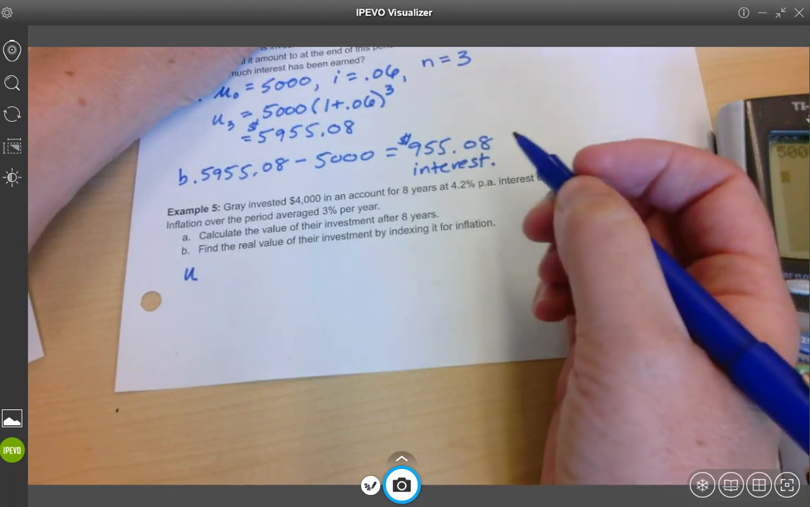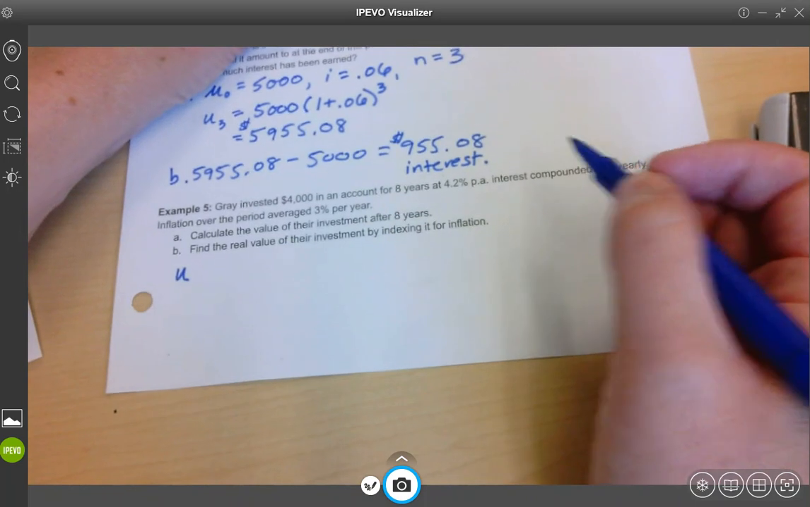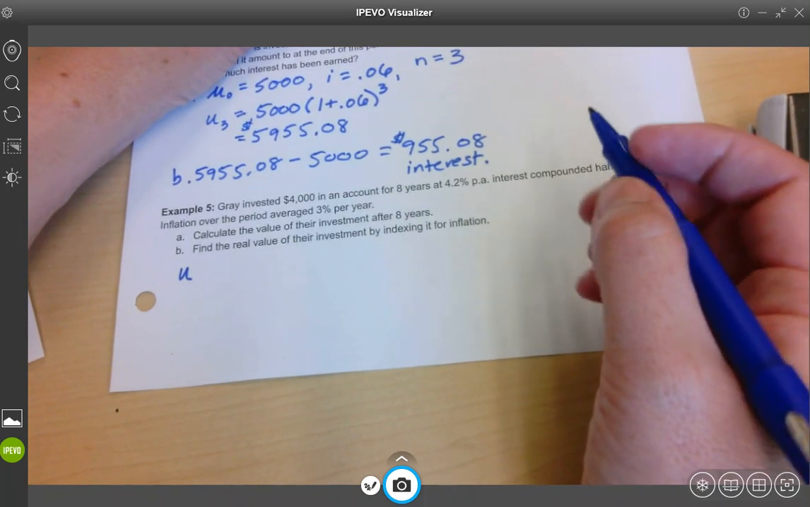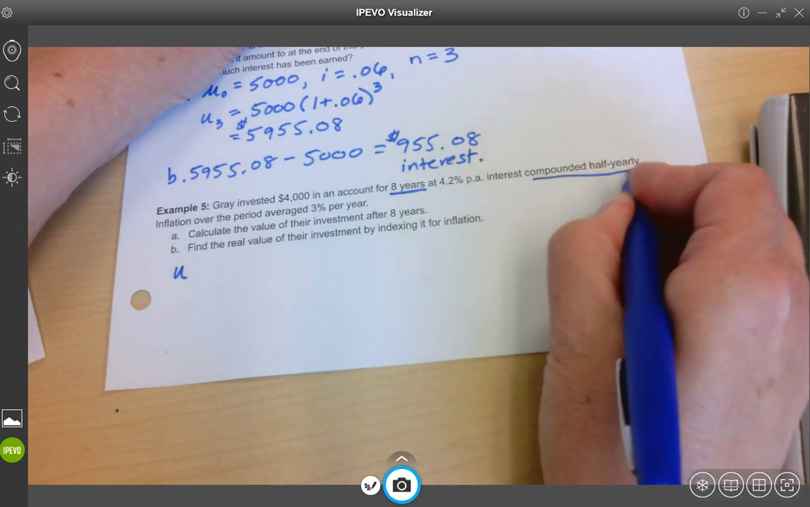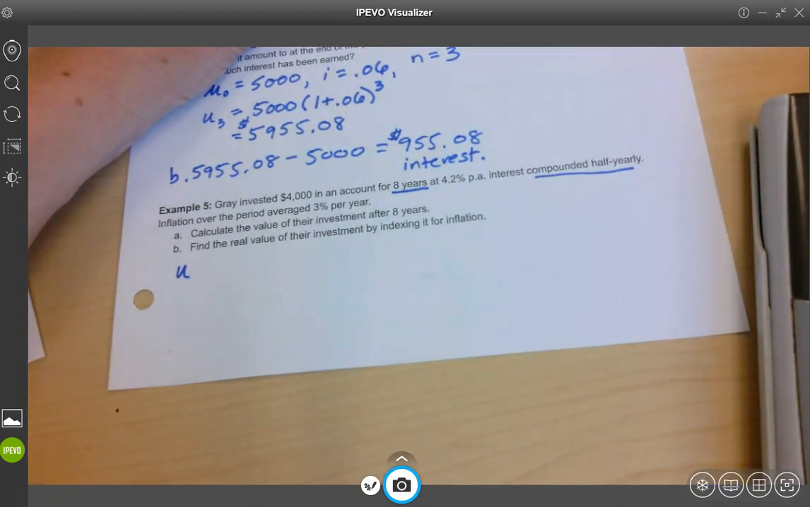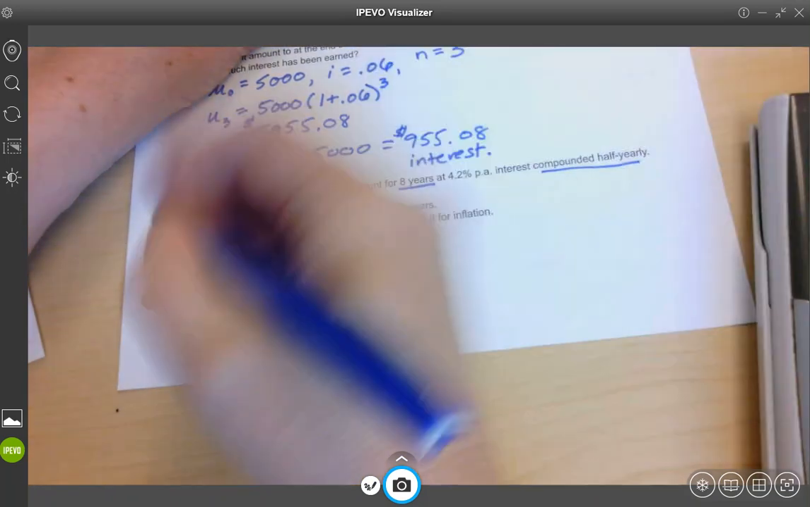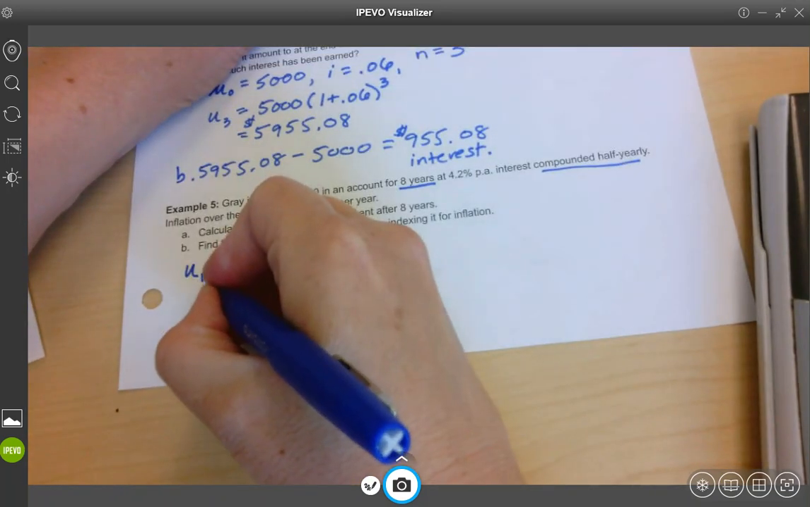Okay? So we need to find U sub n, and n is going to be the number of compounding periods. So if there are 8 years and you compound half yearly, how many compounding periods are there? 16. Yes, you're compounding your interest 16 times. So this is U sub 16.